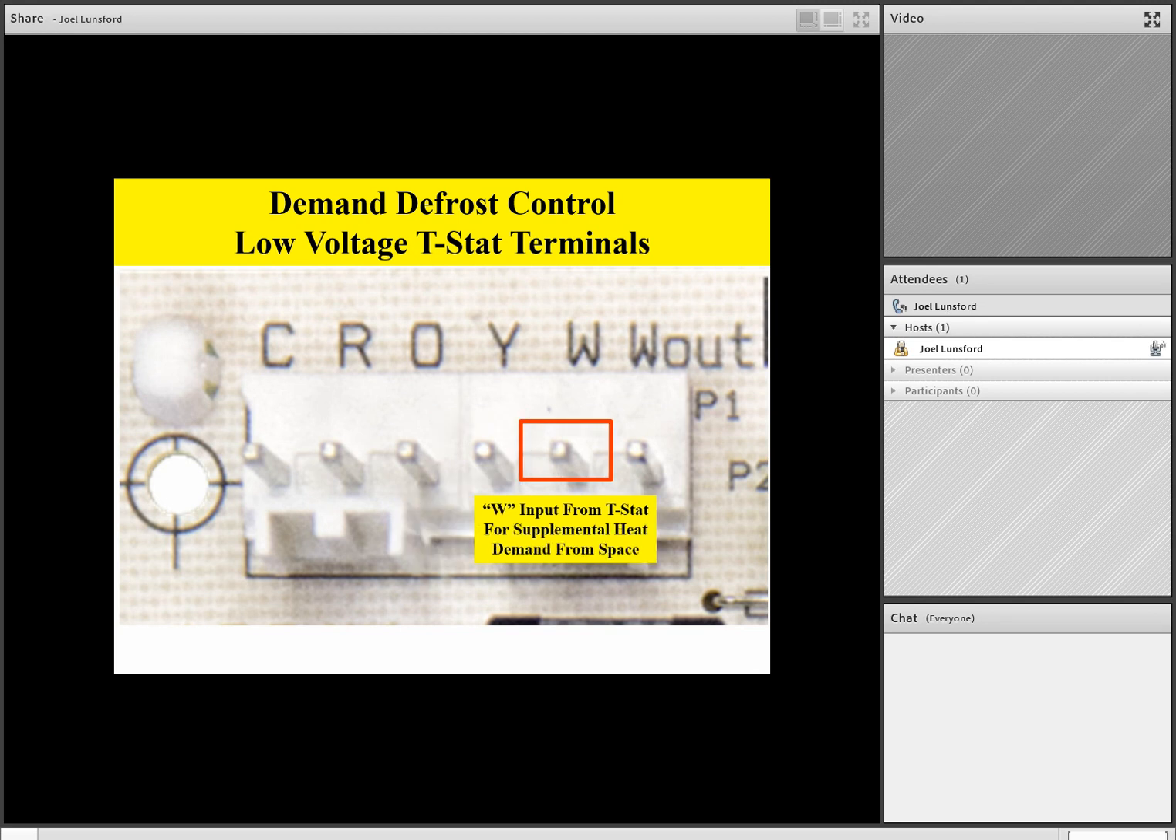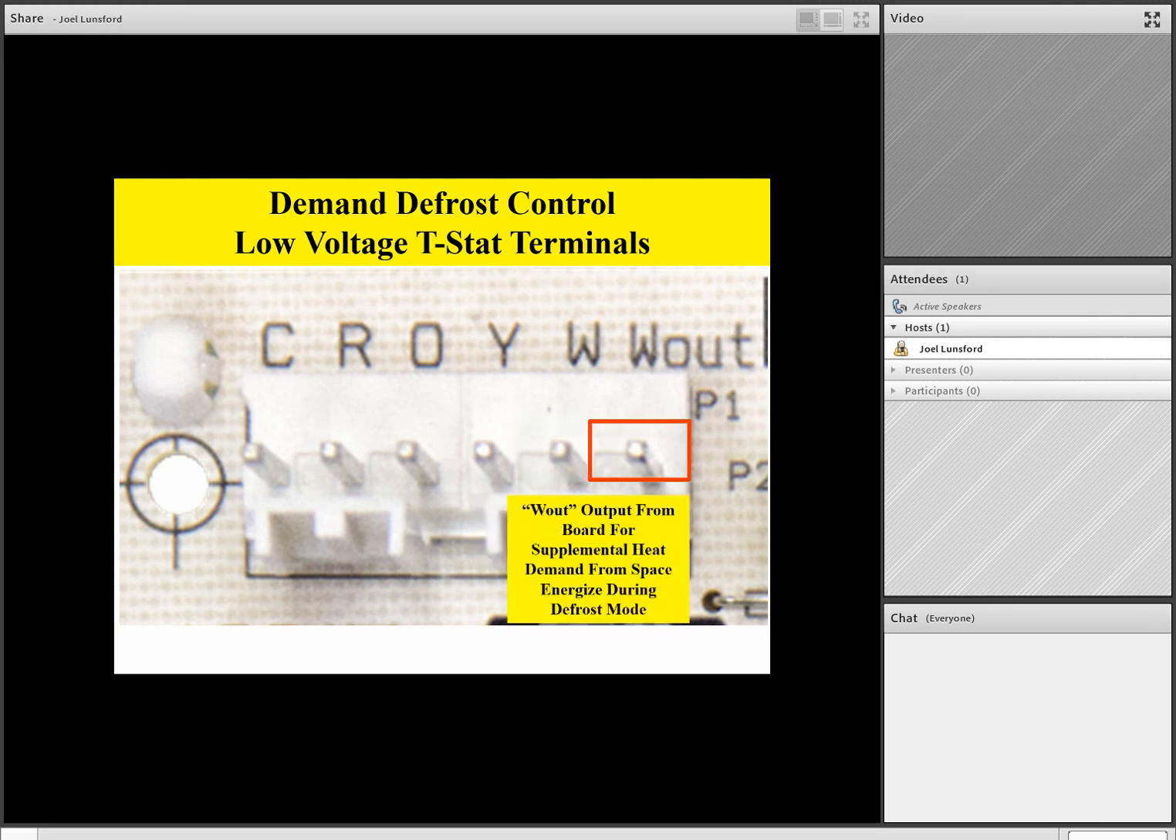W is an input from the thermostat to the outdoor unit calling for supplemental heat. Now remember, team, on our demand defrost controls, because of the unique features of the Champion demand defrost control, we can allow the outdoor unit to make intelligent decisions on when to stage auxiliary heat. And so the W input from the thermostat, going straight outside, will be a demand for auxiliary heat from the conditioned space. And then based on the location and position of some relays outside, we will then have a W output from the outdoor unit.